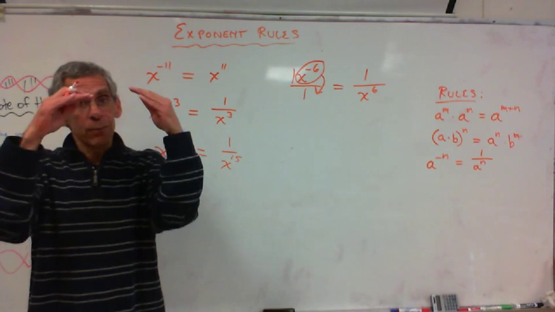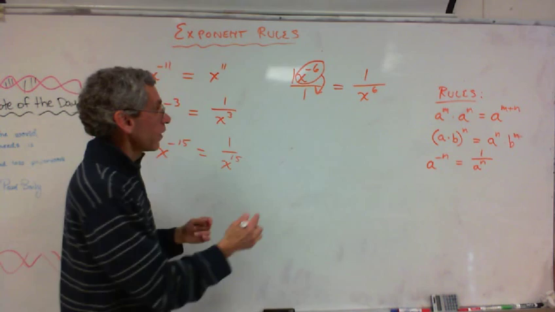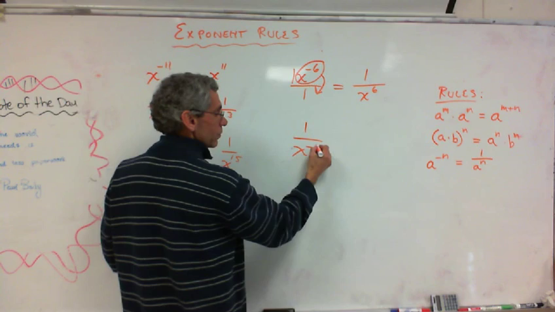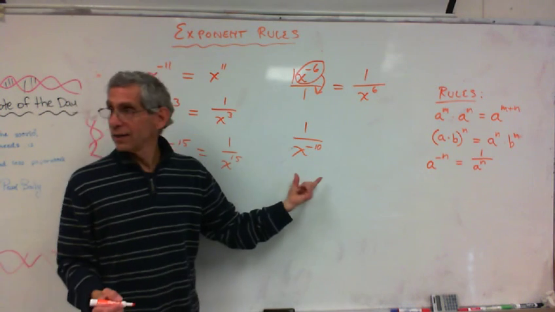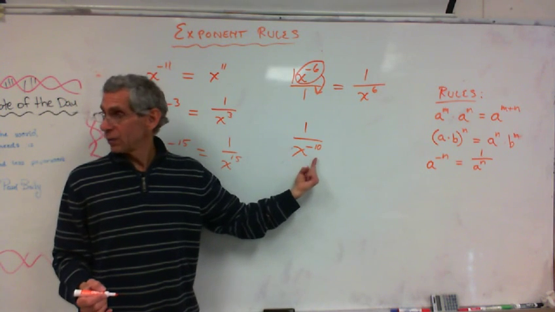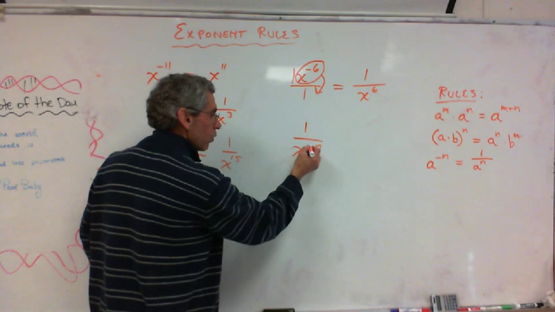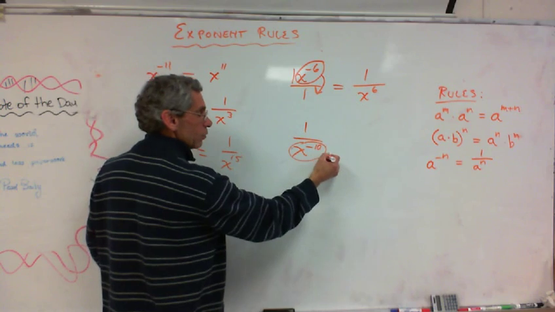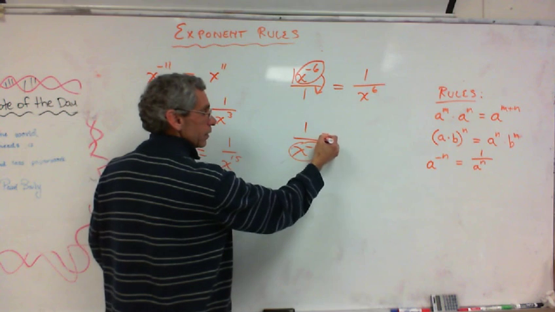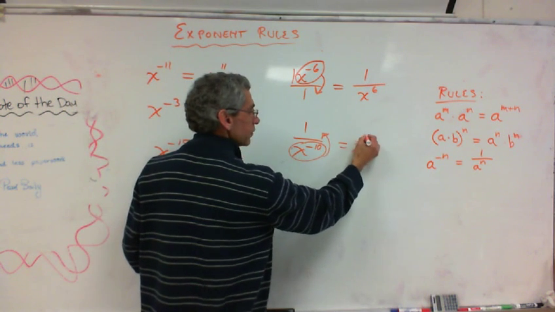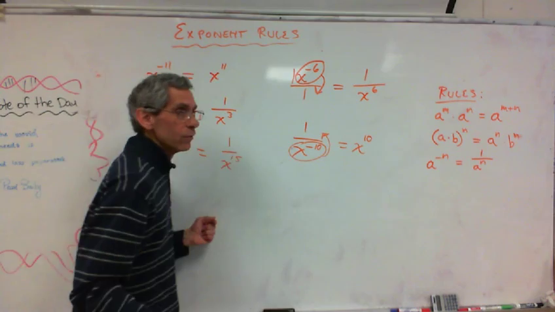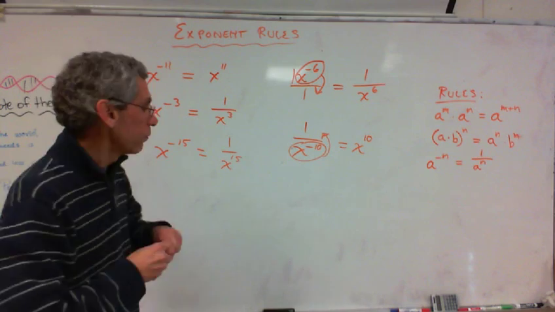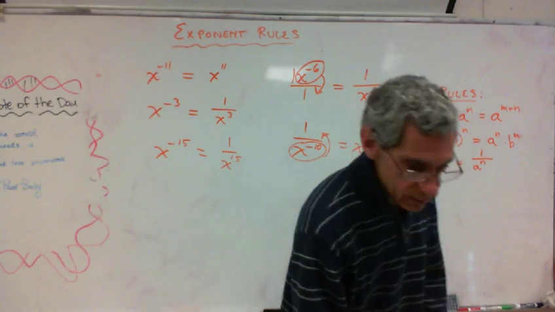And it works going up as well as going down. If I had 1 over x to the negative 10th, I don't want to leave my answer with a negative exponent, right? I look at what I have. I have x to the negative 10. The negative 10 affects the x. I'm going to move it upstairs, and then I have x to the positive 10. I could put it over 1, but I don't need it, because anything over 1 is just it. So that's it. Those are what you needed to know for the homework tonight. And that's the end of the lecture.